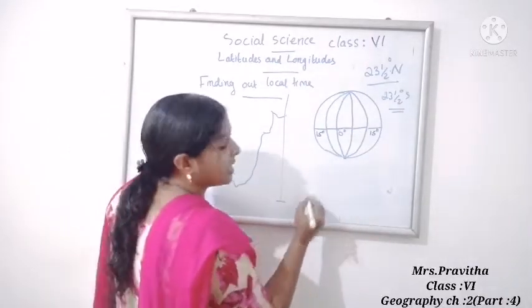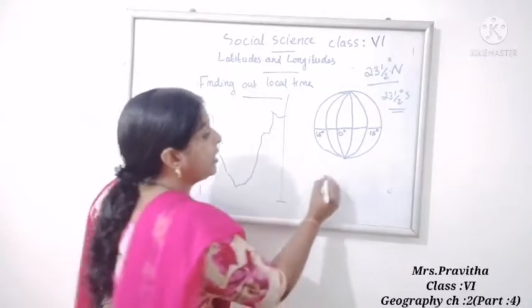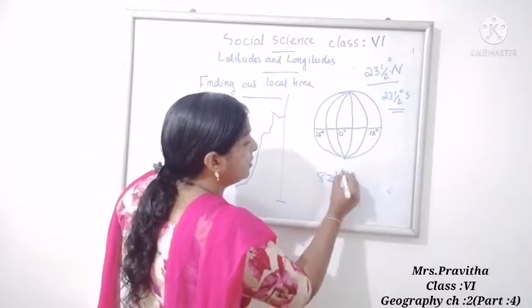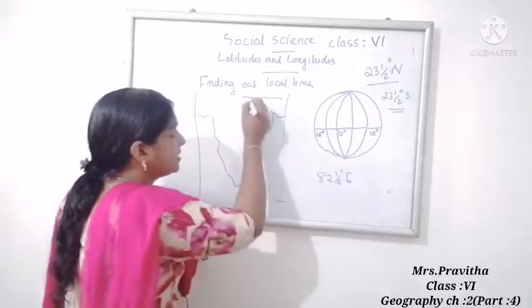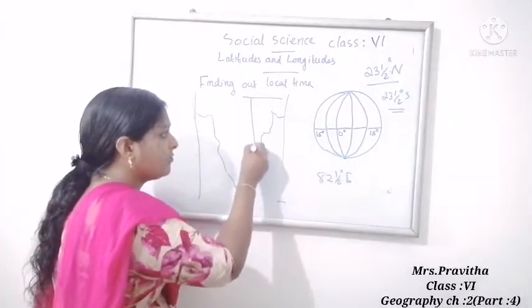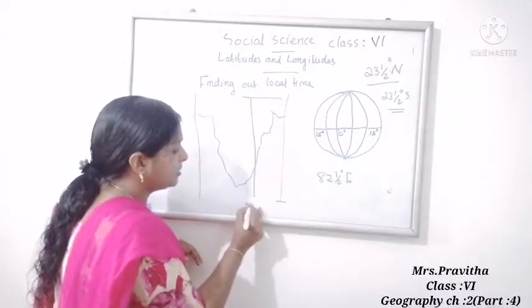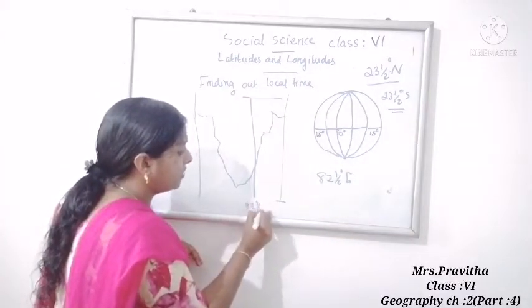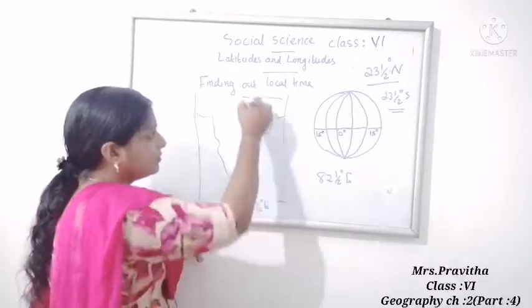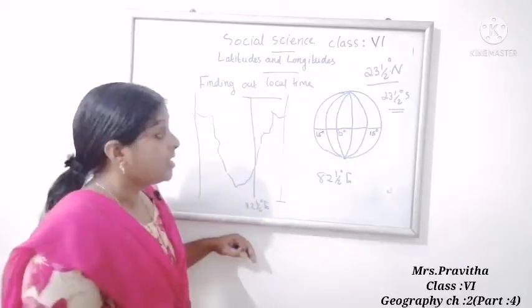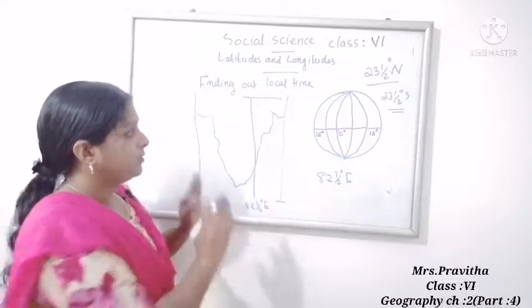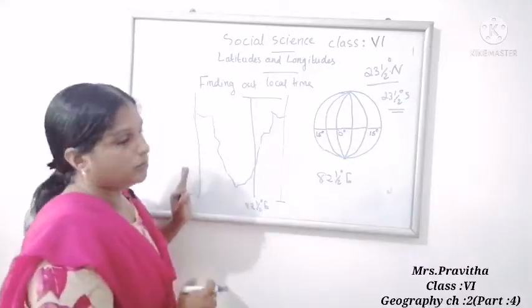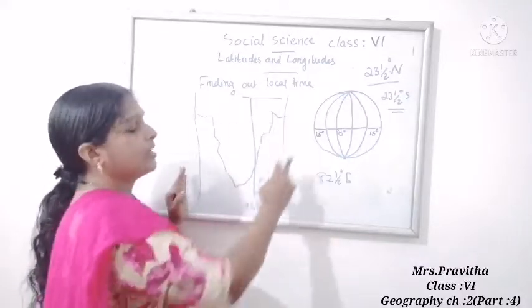Which is the standard meridian of India? 82.5 degree east. India selected this standard meridian for calculating time, that is 82.5 degree east. Is what ma'am told clear, children? Many longitudes are there, many imaginary lines pass through India.